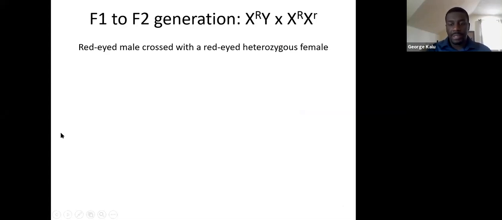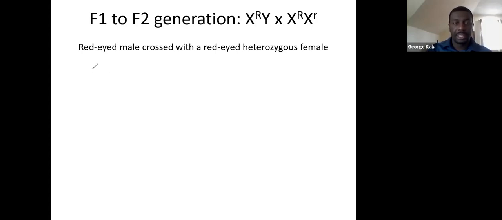Okay, so we'll go ahead and finish up talking about X-linked disorders and looking at some of those extensions of genetics here. And so we'll finish off by looking at this particular situation where we're looking at a red-eyed male, and we're again looking at flies with the red eyes being dominant and the white eyes being recessive. Okay. So here we have a red-eyed male crossed with a red-eyed heterozygous female. So let's go ahead and try doing this Punnett square.